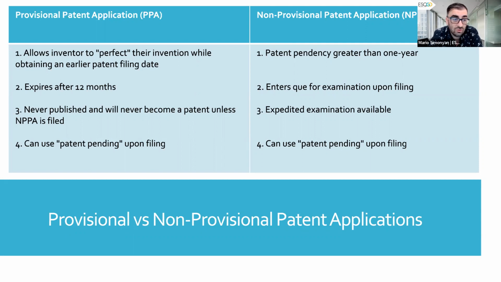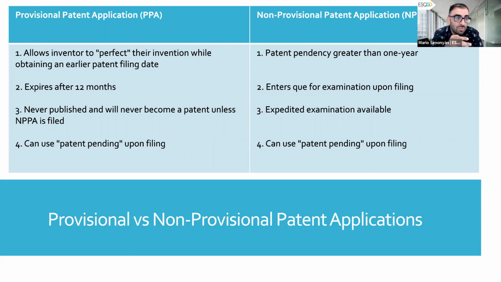So the USPTO, once you file it, they'll give you 12 months to perfect your invention, okay? The provisional patent application will never become a patent. It'll expire after the 12th month. But the idea is that before that expires, you would file a non-provisional, okay?